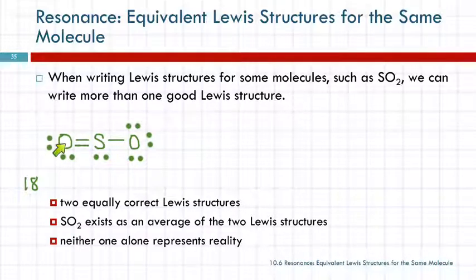So this oxygen has 8 valence electrons, but it's got a double bond to sulfur. The sulfur has 8 valence electrons, and the oxygen has 8. Octet rule satisfied.